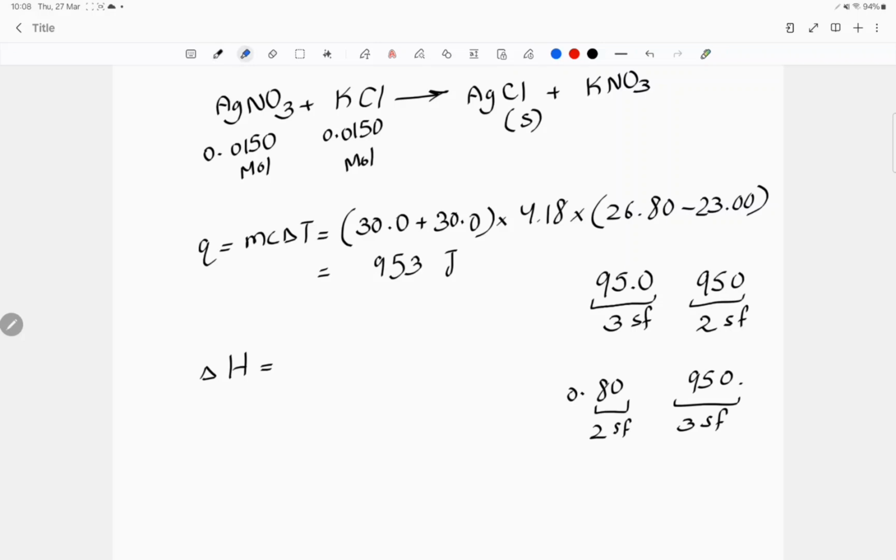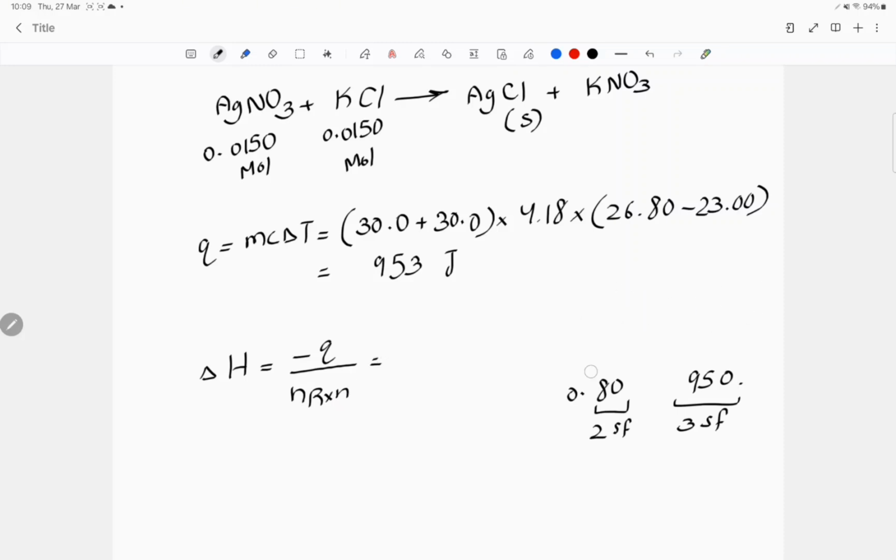Okay. Like how many sig figs do we have here? We have 3. Because those zeros don't count. But the 0 on the right in the decimal number counts. Okay. Anyway, so now delta H is equal to negative Q over n reaction.